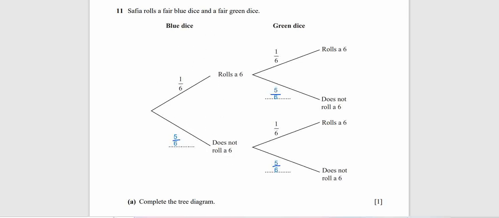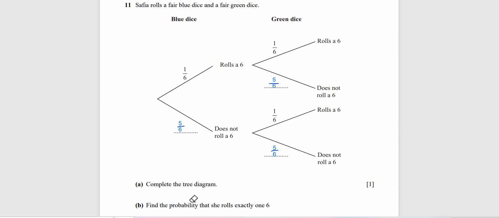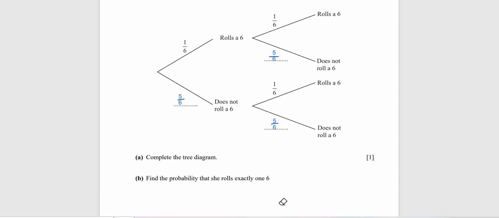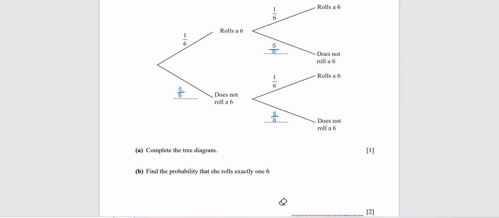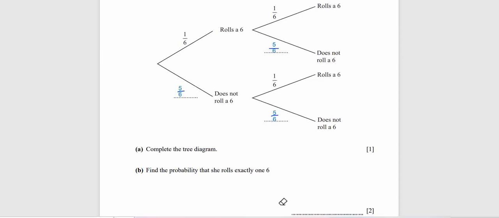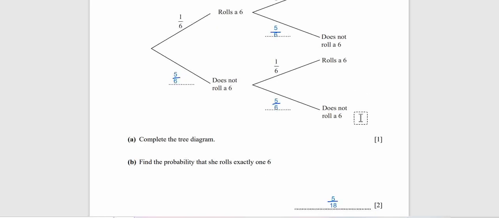Alright, next one. Question B. Find the probability that she rolls exactly one 6. 10 seconds from now. So you got your answer. Let's open up the answer. So it's 5 over 18. How does it work?